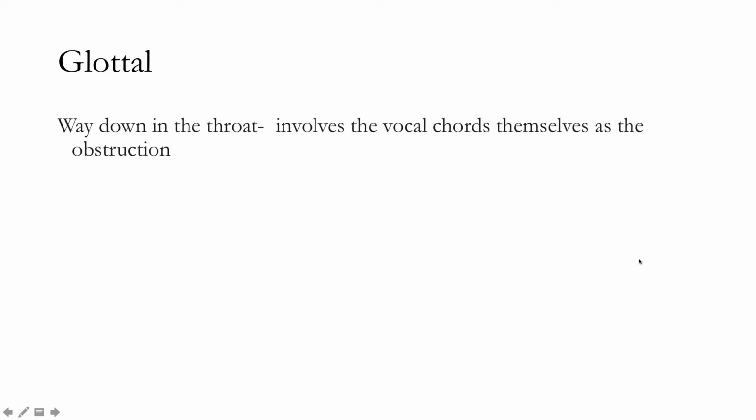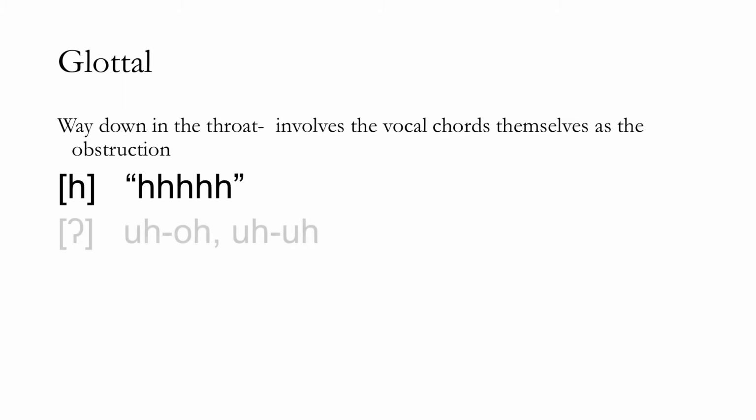Glottal sounds would be way deep down the throat. The vocal cords themselves, which are way down in the vocal tract, are causing the obstruction. So in the soft H sound, the vocal cords are totally open, air is just coming out, but those vocal cords are slowly vibrating. And then we have what's called a glottal stop. It looks like a backwards question mark. This is the apostrophe in Hawaiian, Hawai'i. It's the sound that we have in uh-oh, or uh-uh.